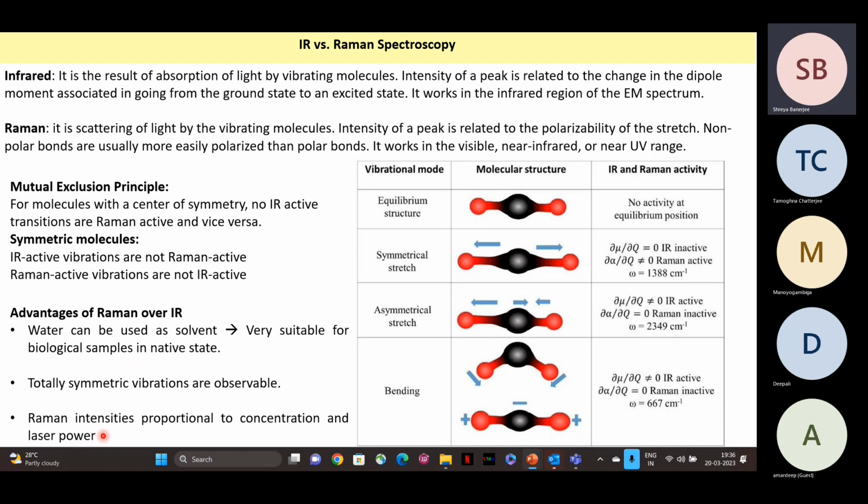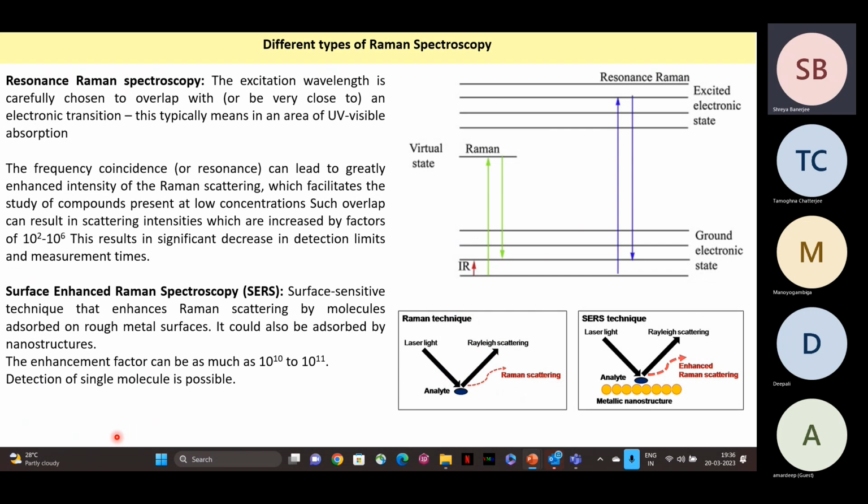And finally, the Raman intensities are proportional to concentration and laser power. So you can easily increase the intensity by increasing the concentration or the power of the laser that you're using to observe it. There are different kinds of Raman spectroscopy.